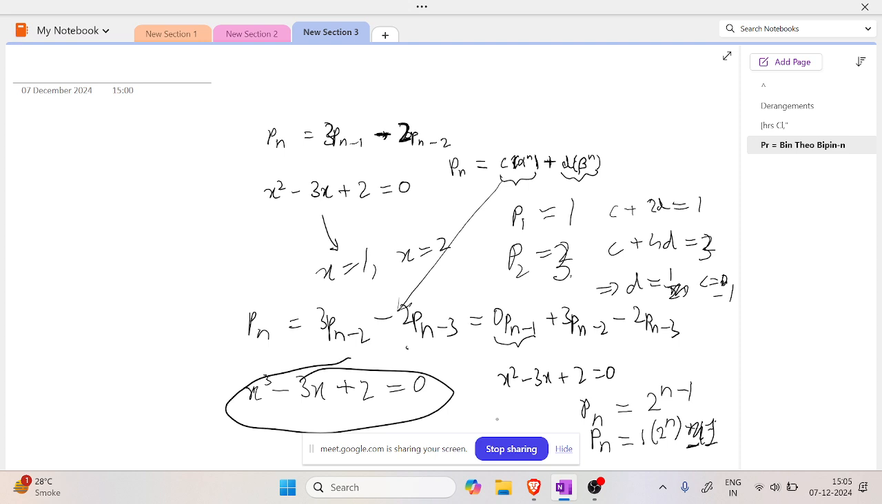This was also a bit easy to guess, but let's say I use something like x square minus 5x plus 6 equals 0. So x minus 2 times x minus 3 equals 0. In that case, we'll have some linear combination of 2 to the n and 3 to the n, which is kind of hard to solve if you don't know this characteristic equation thing.